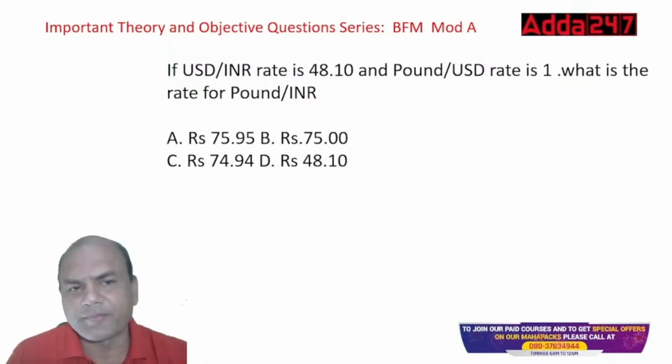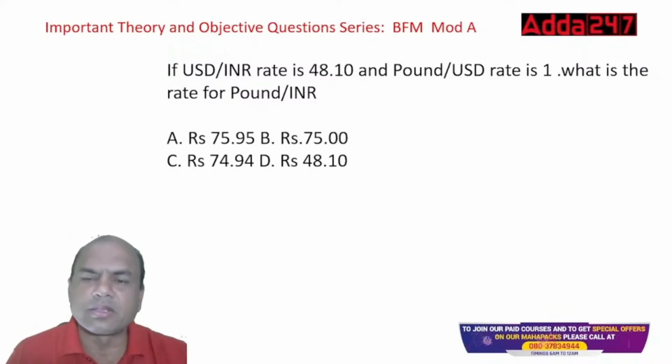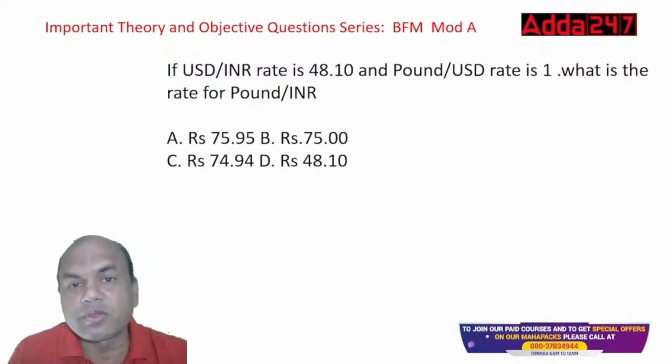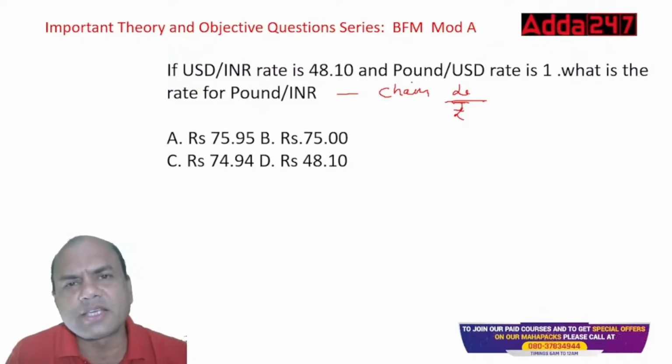So USD to INR rate is 48.10 and pound to USD rate is 1. What is the rate for this pound to INR? Now the question over here is, which rule will we be using? Type in the comment section. It is called the chain rule. What is the chain rule? Pound to INR we want, rupee, right? You had this in JIB, no? How many of you remember? Type yes in the comment section if you remember this.